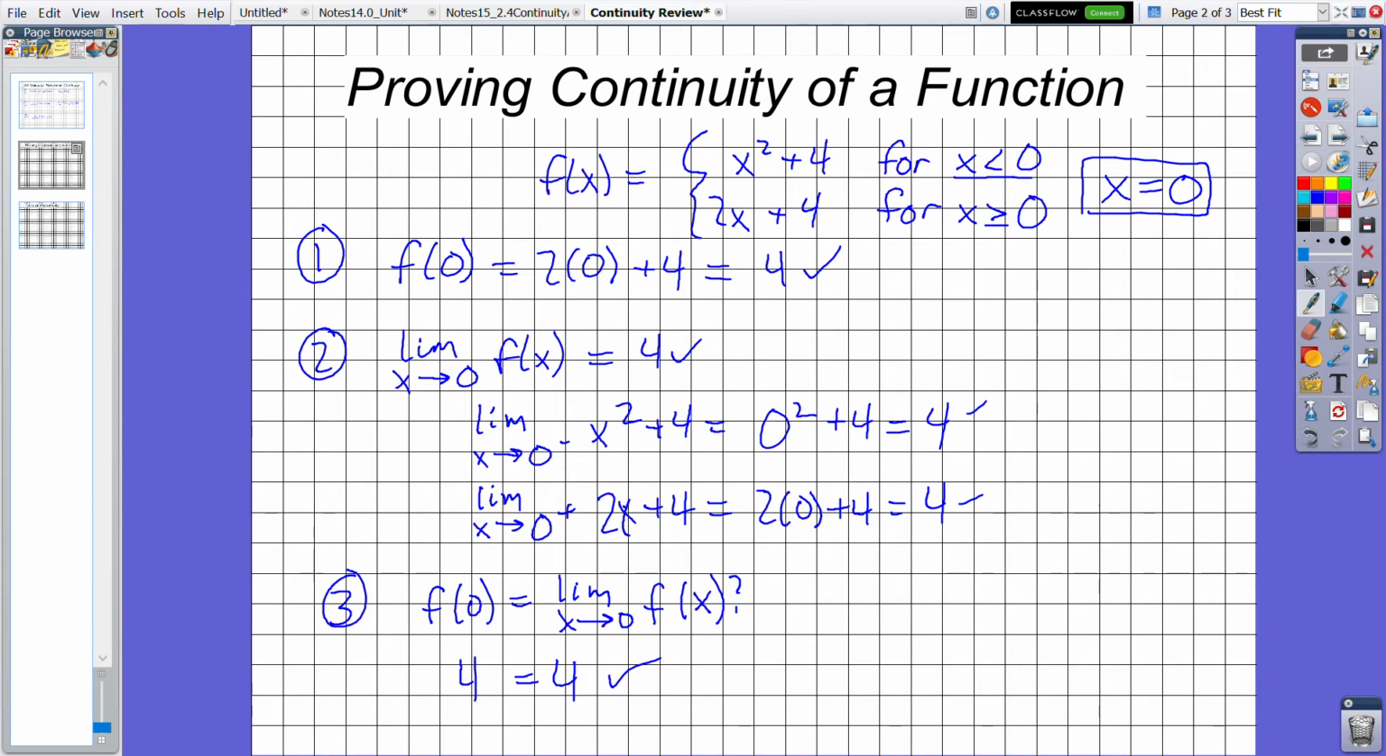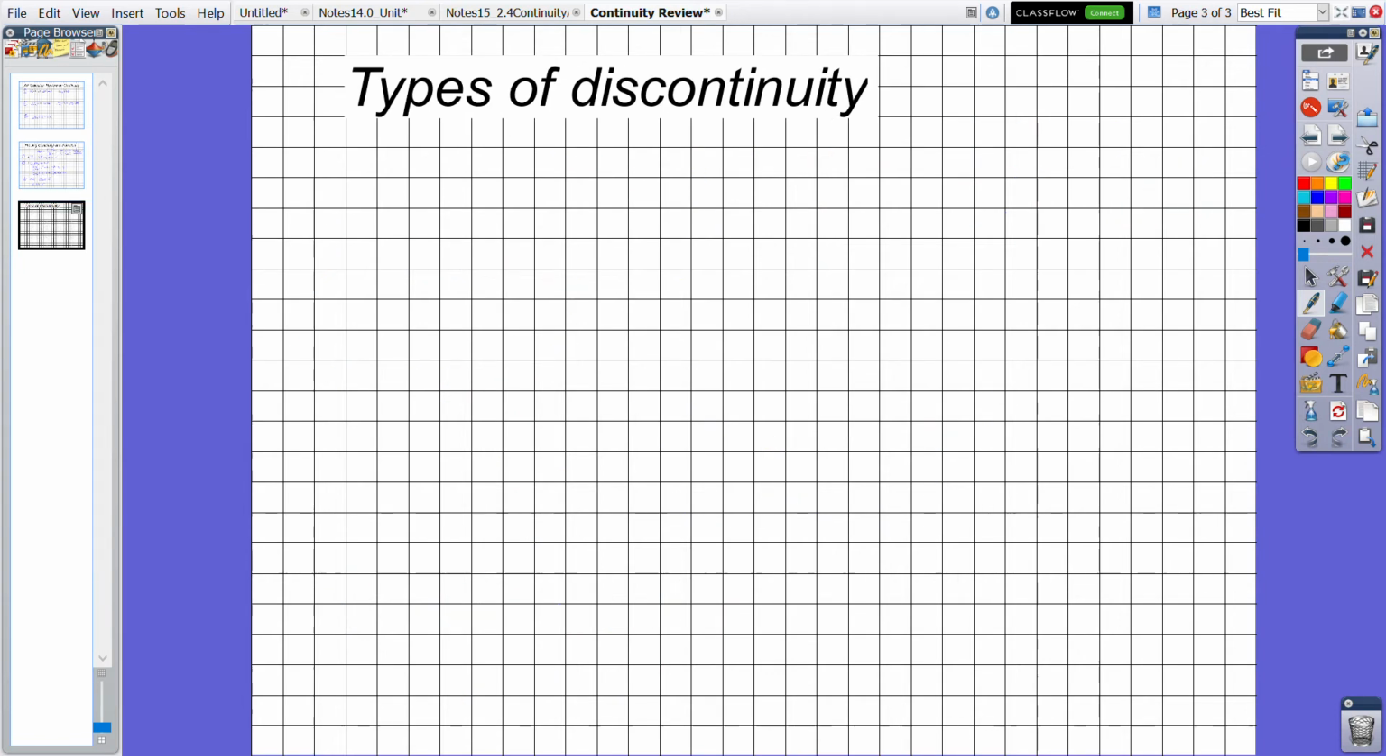Okay? One last thing I wanted to show you is the types of discontinuity that we run into and what their conditions are. All right? So the first type that we have that I'm going to draw here, once again, you can just compare your notes here. I'm sorry, let me switch my page here.